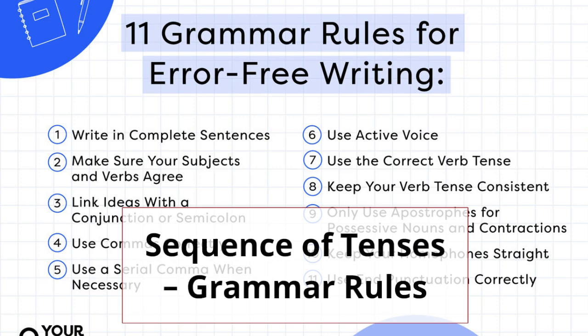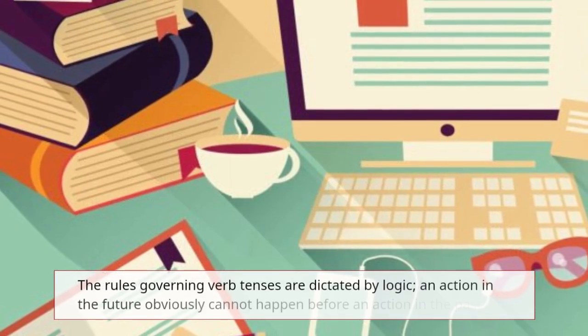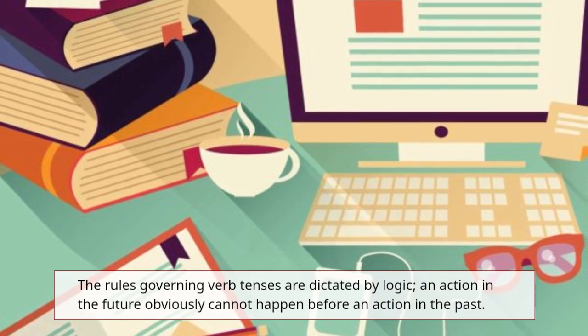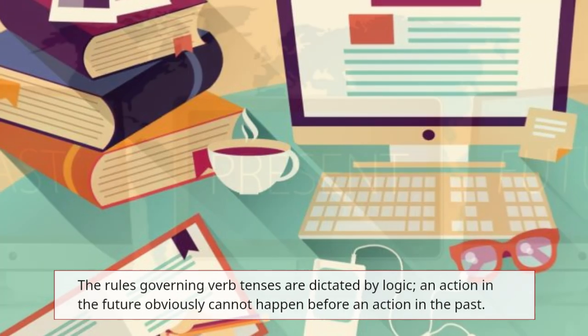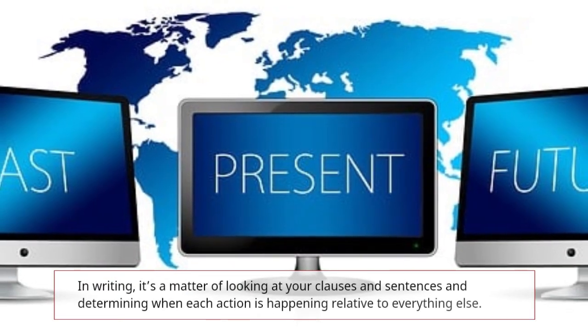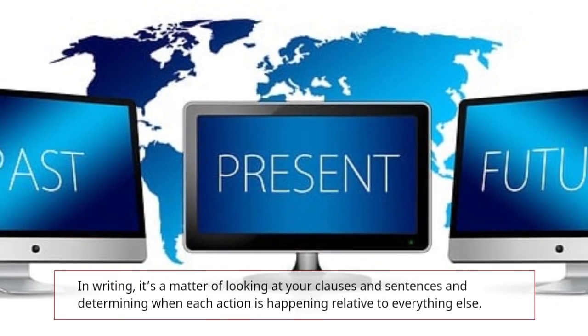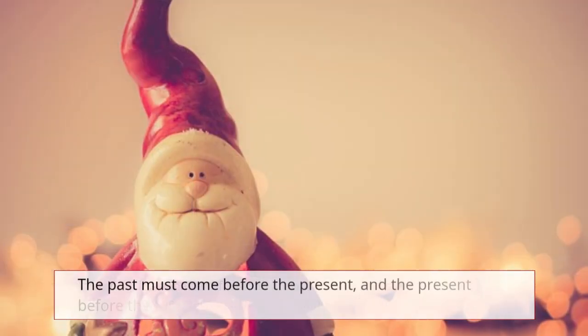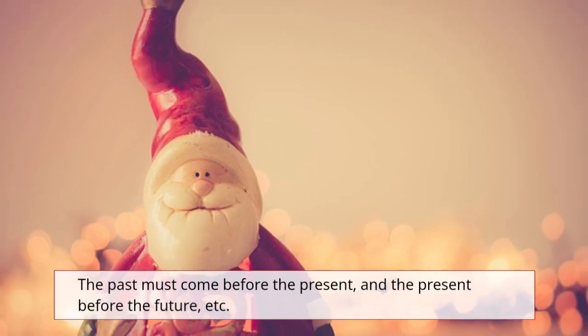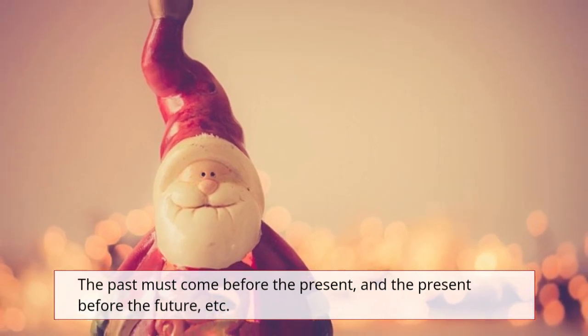Sequence of tenses, grammar rules. The rules governing verb tenses are dictated by logic. An action in the future obviously cannot happen before an action in the past. In writing, it's a matter of looking at your clauses and sentences and determining when each action is happening relative to everything else. The past must come before the present, and the present before the future, etc.